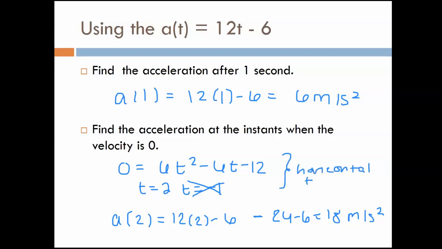So velocity being equal to 0 is like a horizontal tangent. Does anybody remember what a horizontal tangent represents on the original graph? An extrema, exactly. It represents a max or a min. So what that means is that when the velocity is equal to 0, the position or the function is changing direction.